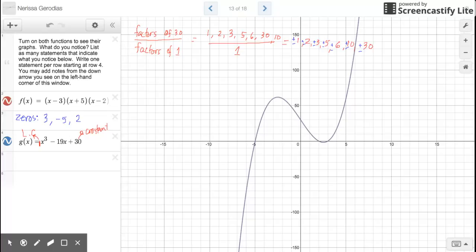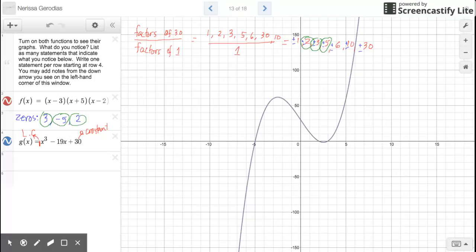Now, let's compare this to the zeros. Look at the zeros here. This 3, do we find it in our list? Yes, it is. It's here. How about -5? -5 is right here. And 2 is also in the list.